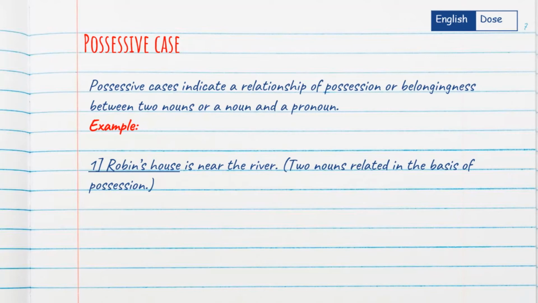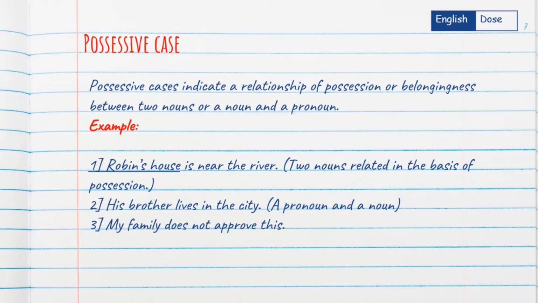Two nouns related on the basis of possession. Robin is one noun and house is the other noun. We relate them by using the apostrophe s. His brother lives in the city. So here his is the pronoun and brother is the noun. My family does not approve this. Sean's wife has passed away. So here Sean is the noun and wife is also the noun. So Sean, then we added apostrophe s, it becomes possessive case.